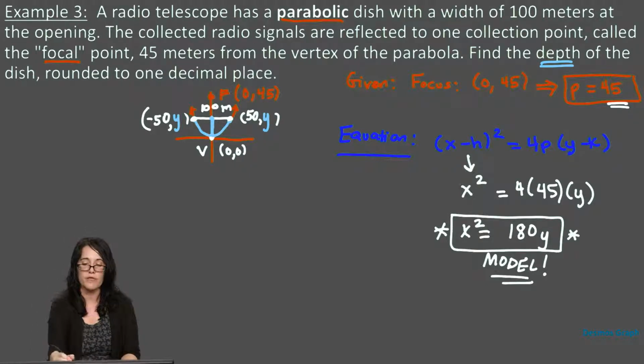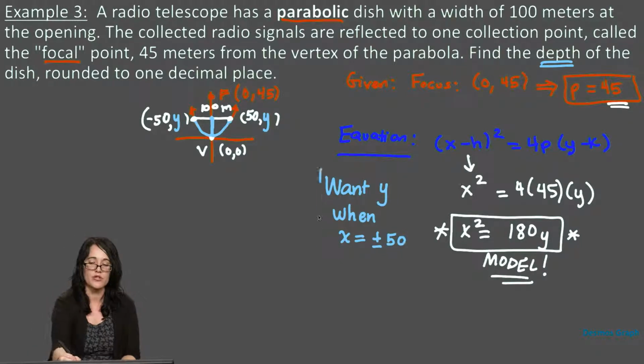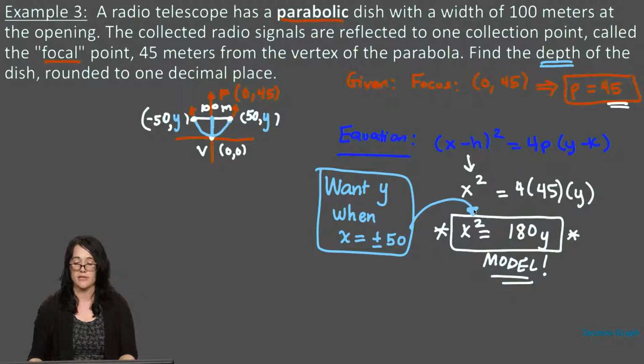So here's what we want. We want to find the y when our x value equals what? At the opening, it's going to be positive or negative 50, according to the orientation that we've drawn. So how can we do this? Well, this is basic algebra now. Can we replace x in our model, in our equation? Can we replace our x with positive or negative 50 and solve for y?